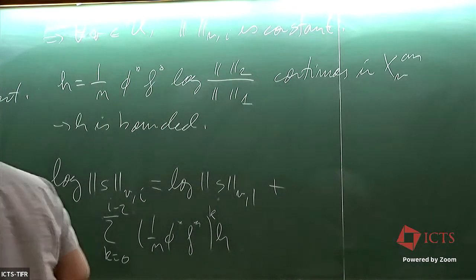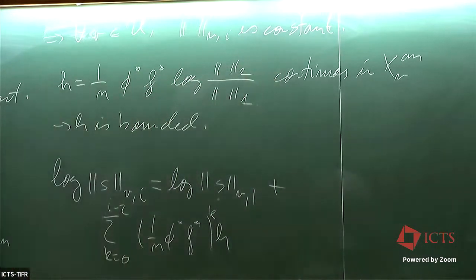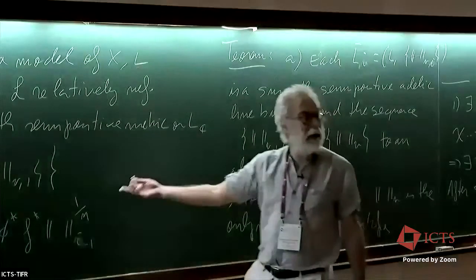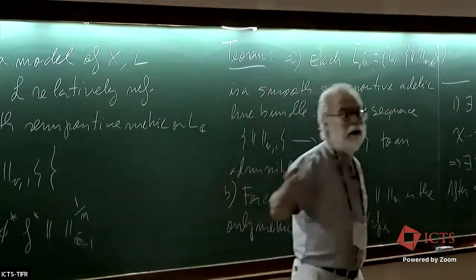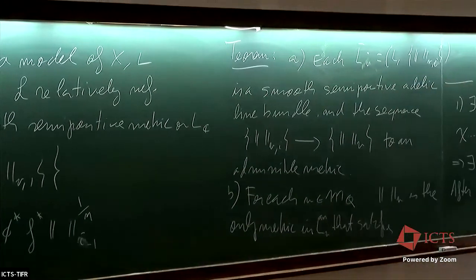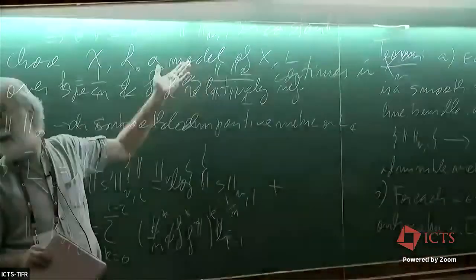Because the original metric is continuous, and if you make this process, it's very easy to see that if you start with something continuous, then what you will get will always be continuous again. So delta 2 is again a continuous metric, and when you have two continuous metrics, the quotient of these two metrics is a well-defined function that is continuous.